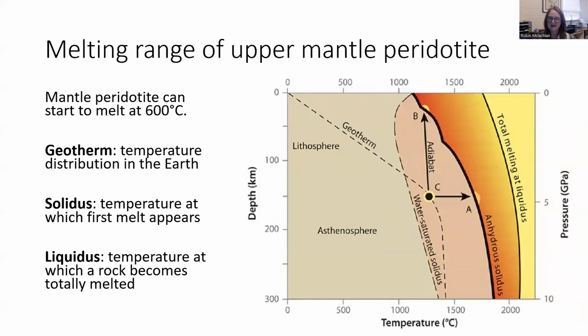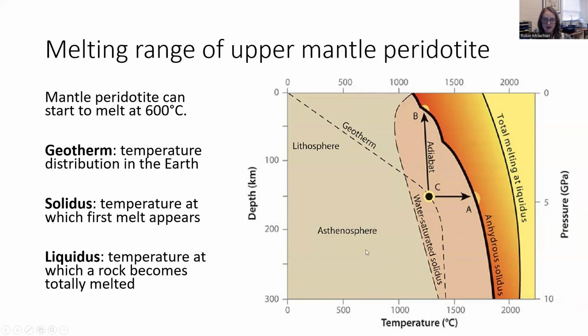All right, now let's get into these phase diagrams, looking at how solids melt. At what conditions do they need to melt? What temperature, what pressure causes them to melt? Right? Now, the mantle peridotite can start to melt around 600 degrees Celsius, right? So incredibly hot, peridotite can start to melt. And we're going to walk through some different ways that rocks can melt using this diagram.